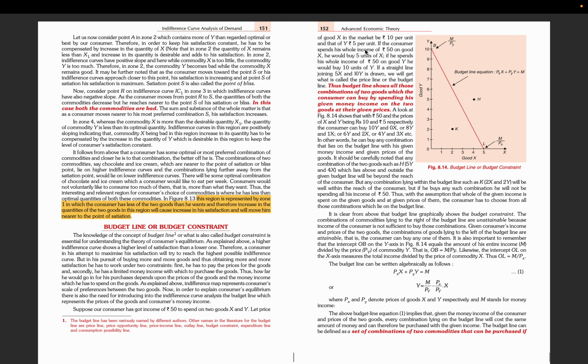If the consumer spends his whole income of rupees 50 on good X, he would buy 5 units of X. So if he's spending the entire money income that he has of 50 rupees on buying the one good X, he would buy 5 units of that good X because it costs 10. Similarly for Y, and that's how you draw the line actually, putting Y as 0 to plot X and putting X as 0 to plot Y.